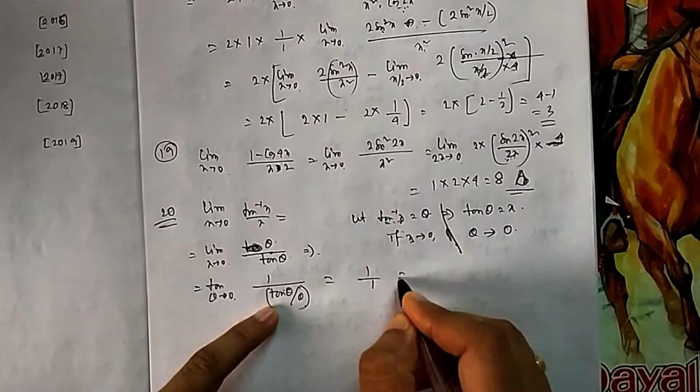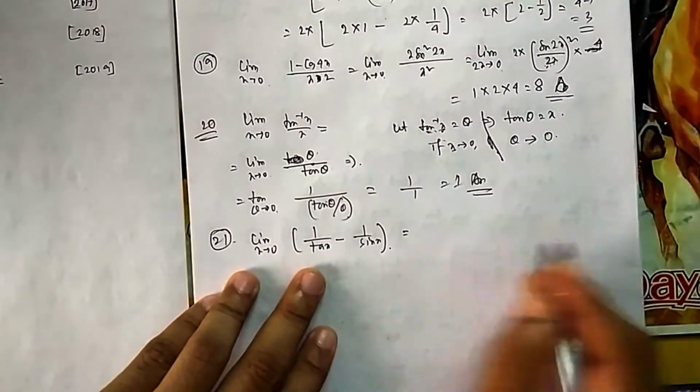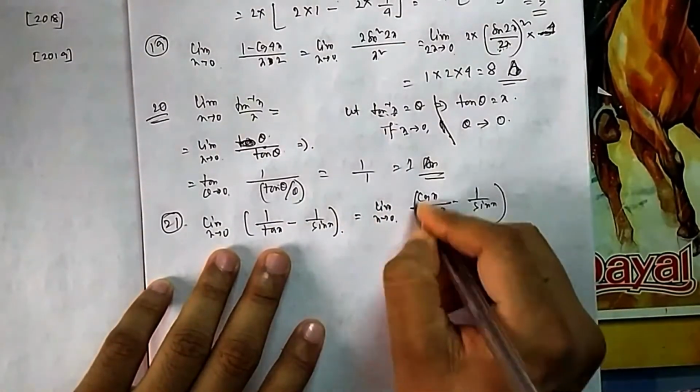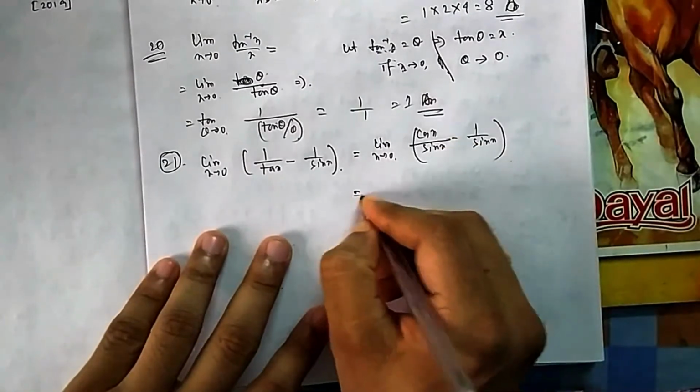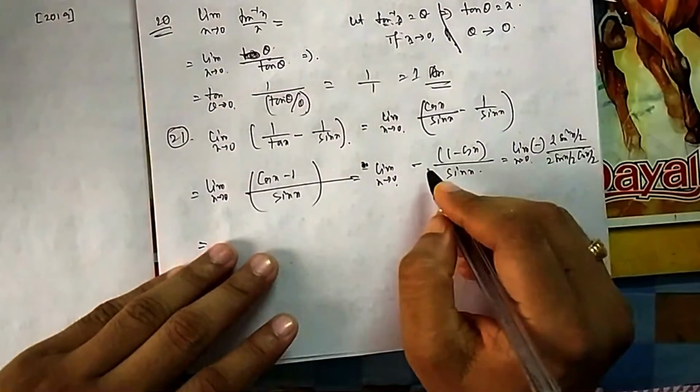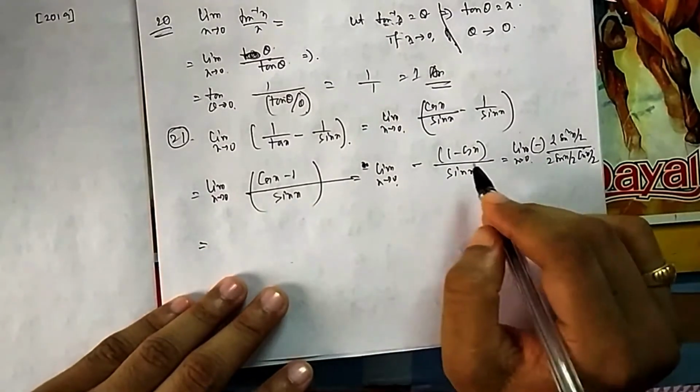So it is 1 by 1, so that is 1. Now the limit as x tends to 0 of 1 by tan x minus 1 by sin x. Here you can convert tan x into sin and cos. If you take the LCM, it will be (1 minus cos x) by sin x, with a minus taken common.